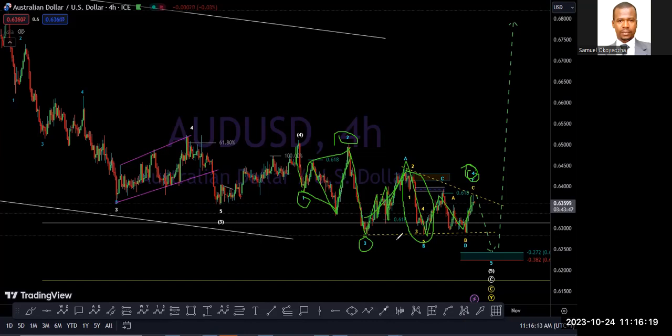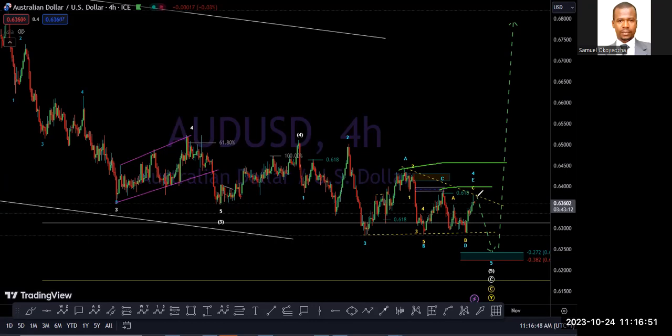Now, there's something else I want to point out here. Even if the price goes above this zone, it means that the triangle is no longer valid. But as long as this place still remains, the wave 4 can still be valid because it will be making an ending diagonal. So I think this wave 4, this triangle, will hold.